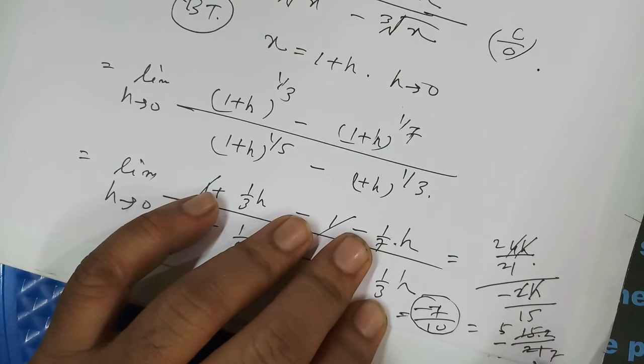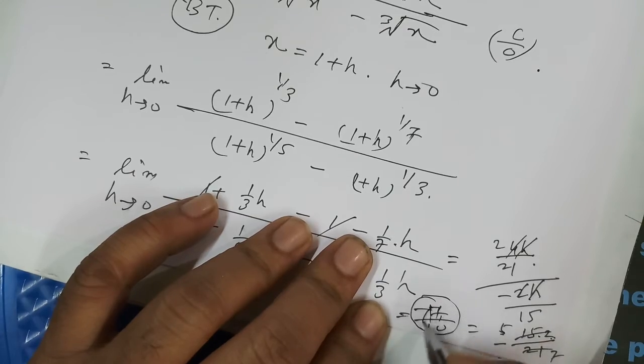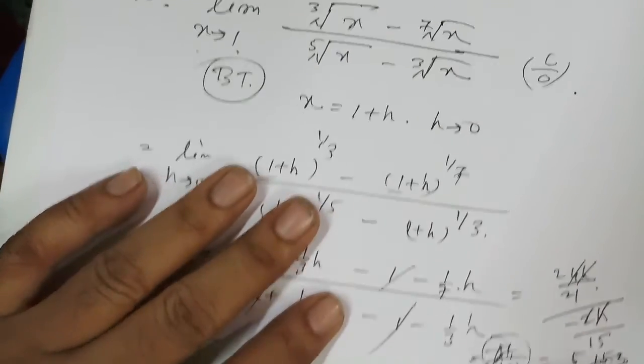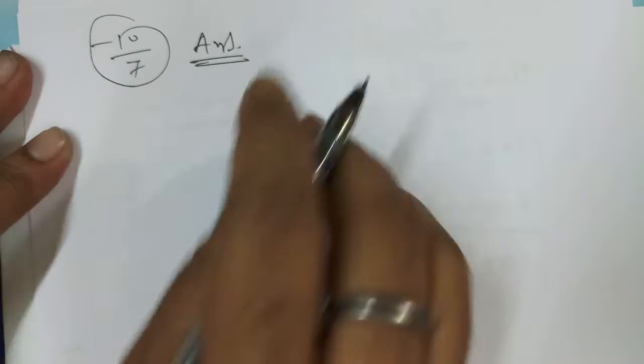Sorry, this is minus 5 multiplied by 2 upon 7, minus 10 upon 7. This is the answer, minus 10 upon 7. This is the answer, minus 10 upon 7.